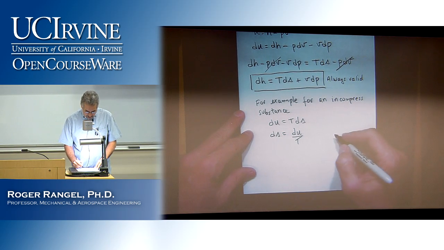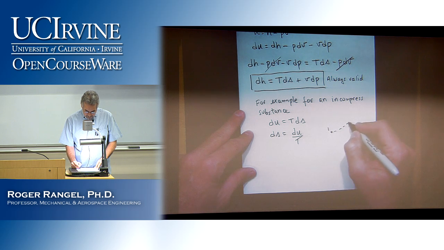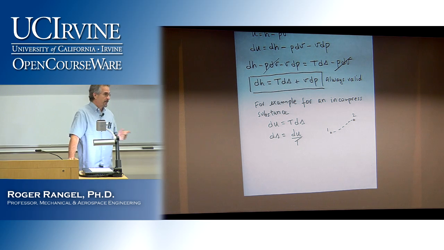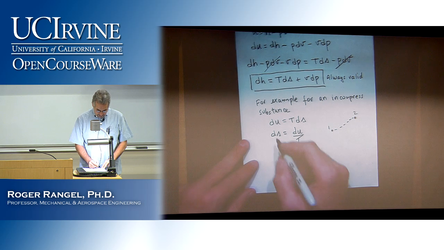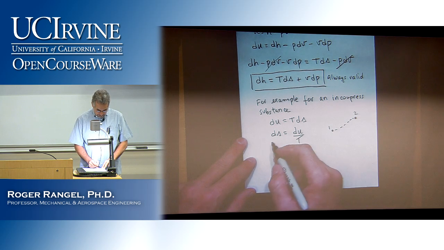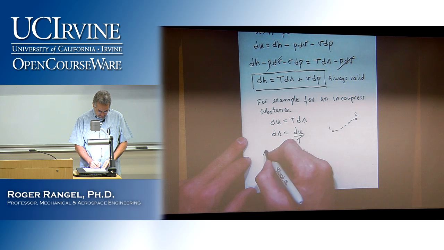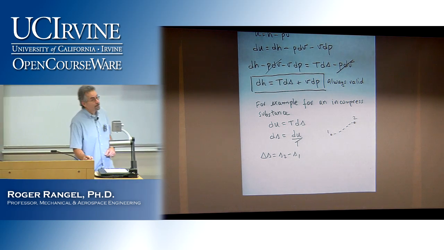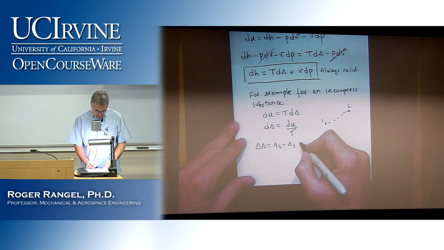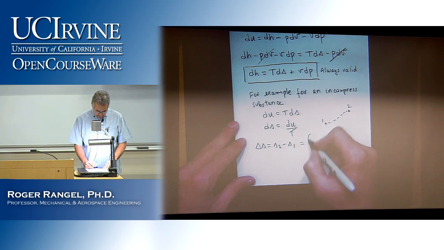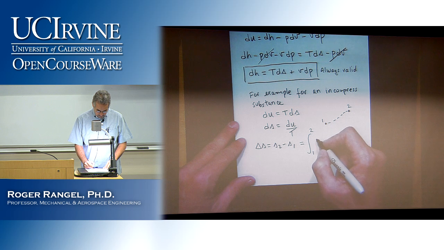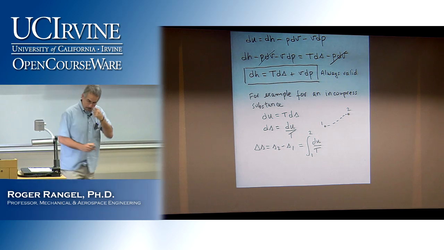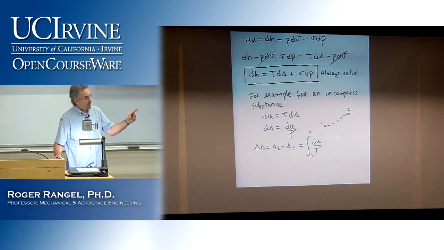So if you really need to find the change from state 1 to state 2, you always need to integrate these relationships because they are written in differential form. So if I integrate between 1 and 2, the integral of ds between 1 and 2 will be delta s, or s2 minus s1. And on the right-hand side, this is going to be the integral from 1 to 2 of du over T. Simply integrating the differential form of the expression between states 1 and 2.